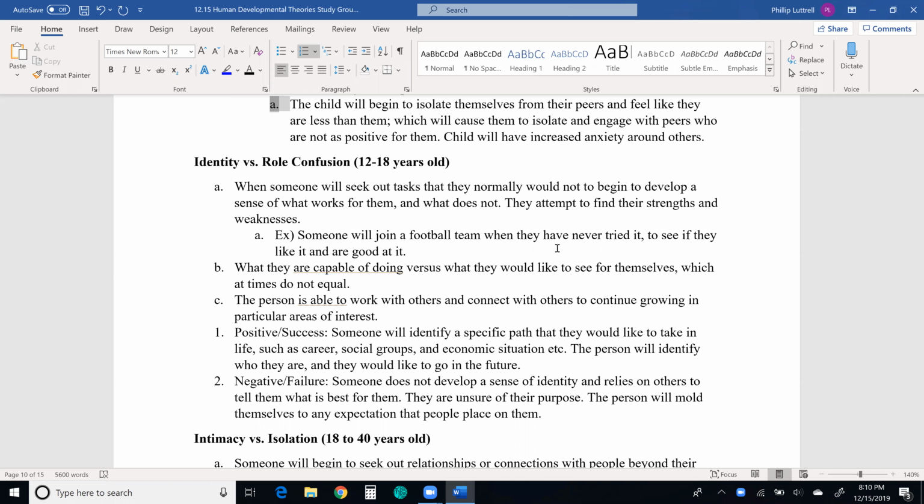high school, if not freshman in college. So this is where you're uncertain of what you actually want to see for yourself and trying multiple different things. And then the intention is to figure out and fall into what you can actually do and honing in your skills and positives and strengths. So this is to see what the person is capable of versus what they would like to see for themselves, which at times does not equal.